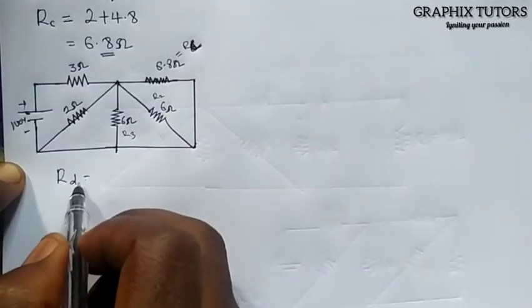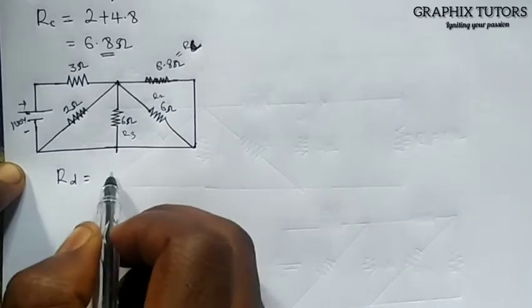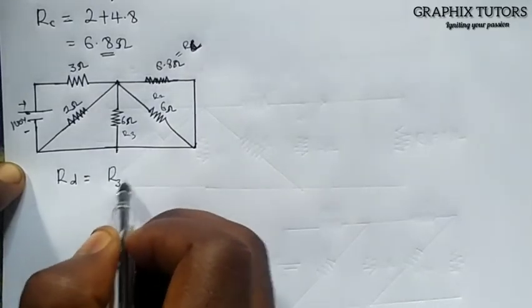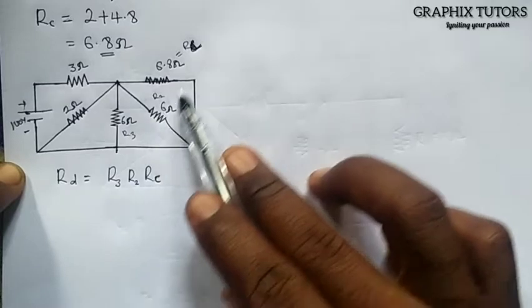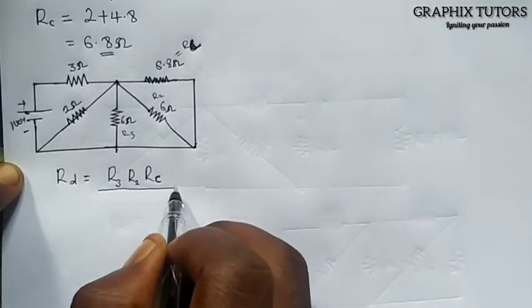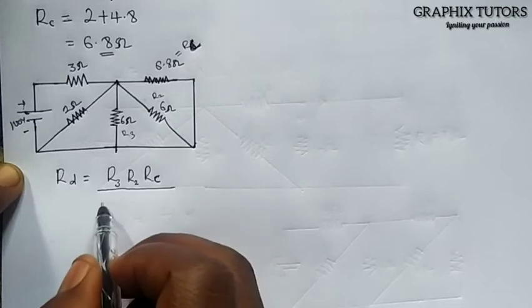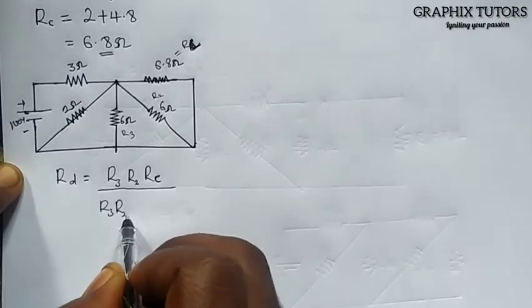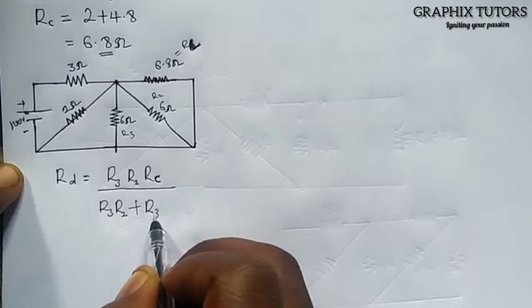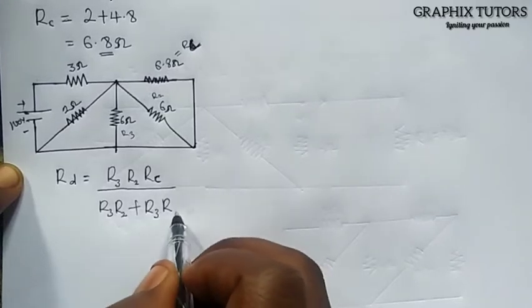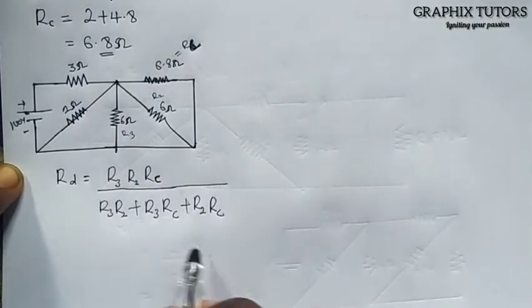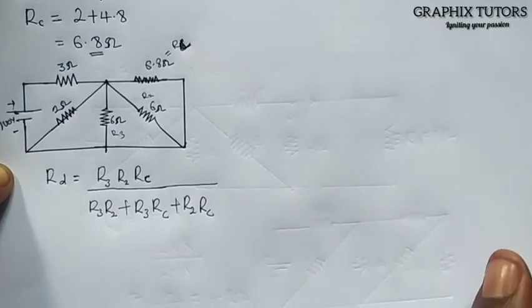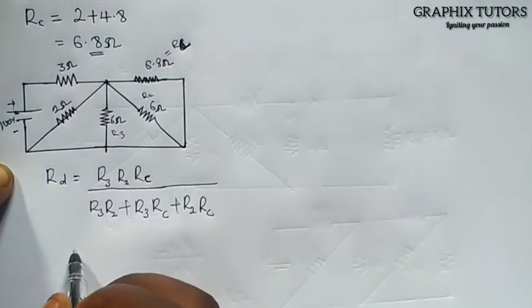So I can say my RD is equals to R3, R2, RC. I'll multiply all of them together, all over. I'll take them 2 at a time, right? So it will be R3 R2 plus R3 RC plus R2 RC. You might put them anyhow, but they must not repeat each other, because 3 of them are in parallel.